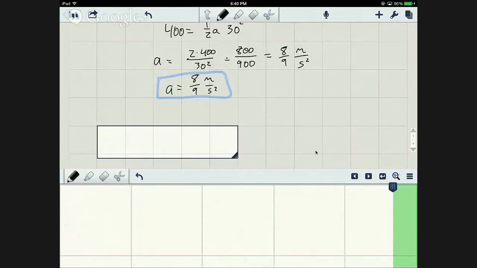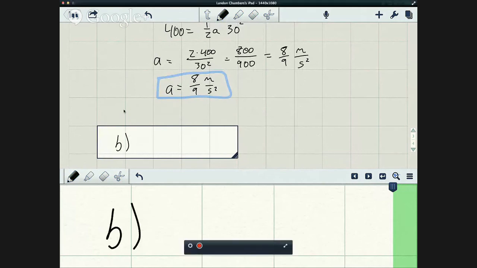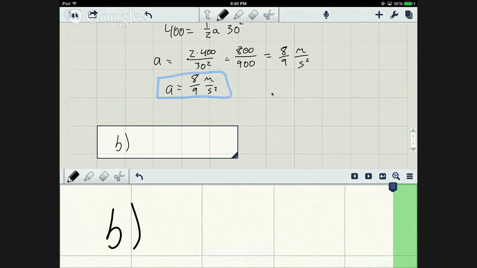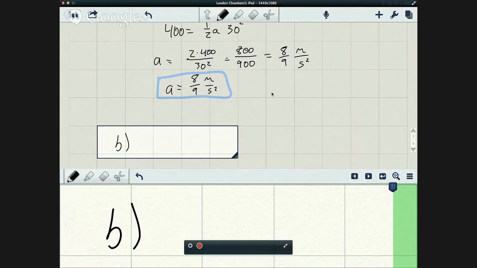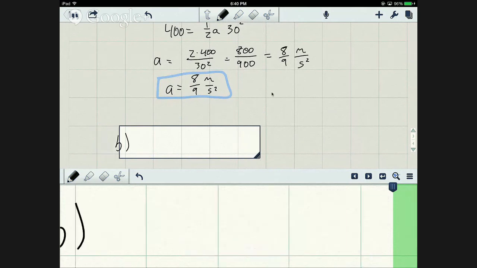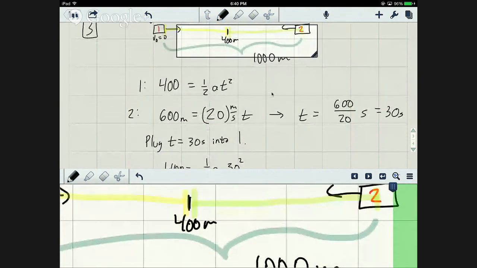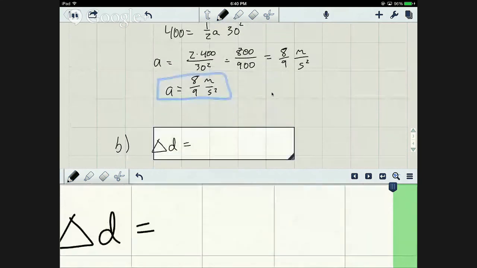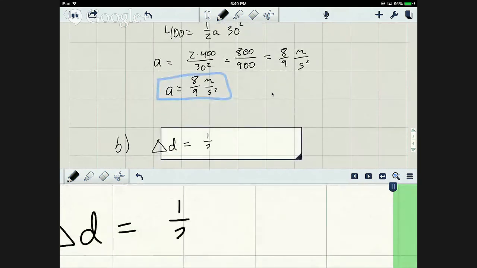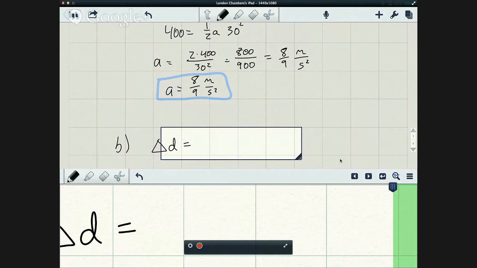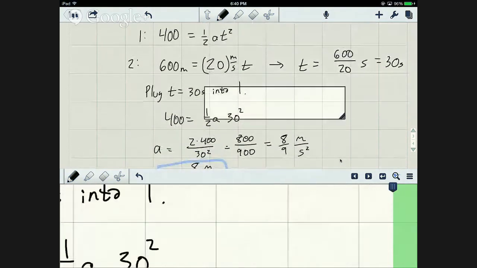So, part B. How far apart are the cars from each other at 5 seconds after the initial time? So what we want to do is take the change in coordinate of the two. Delta D, change in coordinate. So I'm going to take 1/2 A t squared, with t equal to 5 seconds. So this here was 30 seconds. Okay.